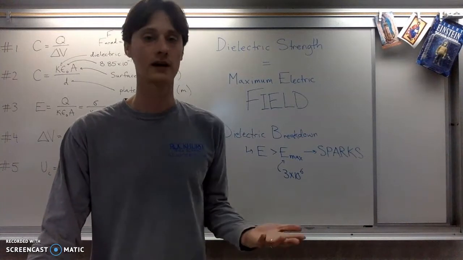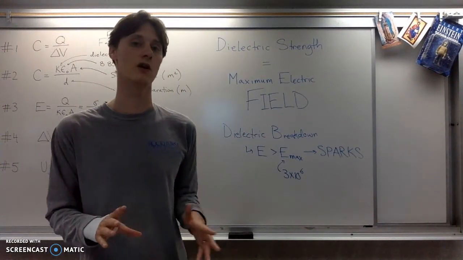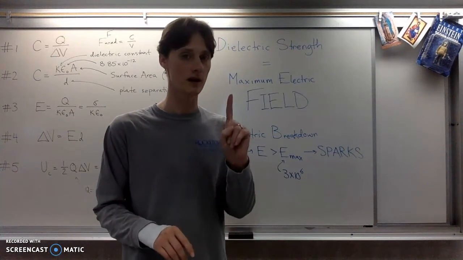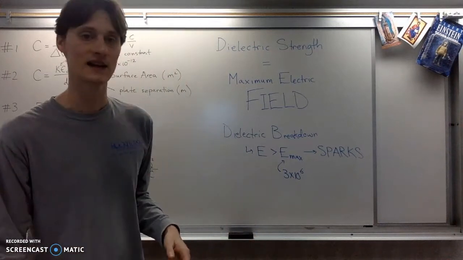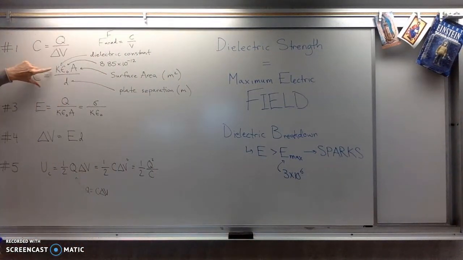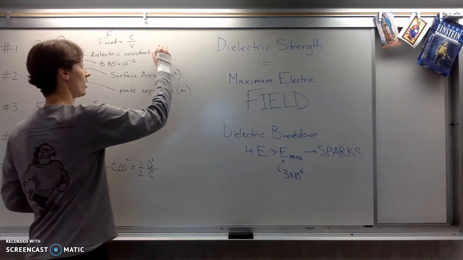Now, where could I find that number? Am I supposed to just know that? No, you're not supposed to just know that number. There's only one number in this whole unit that I expect you to have memorized, and that's the dielectric constant for air. The dielectric constant for air is 1.